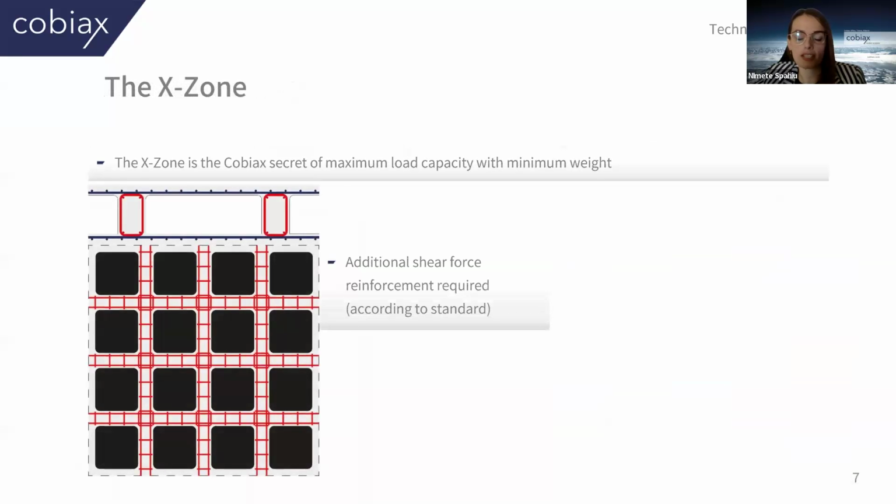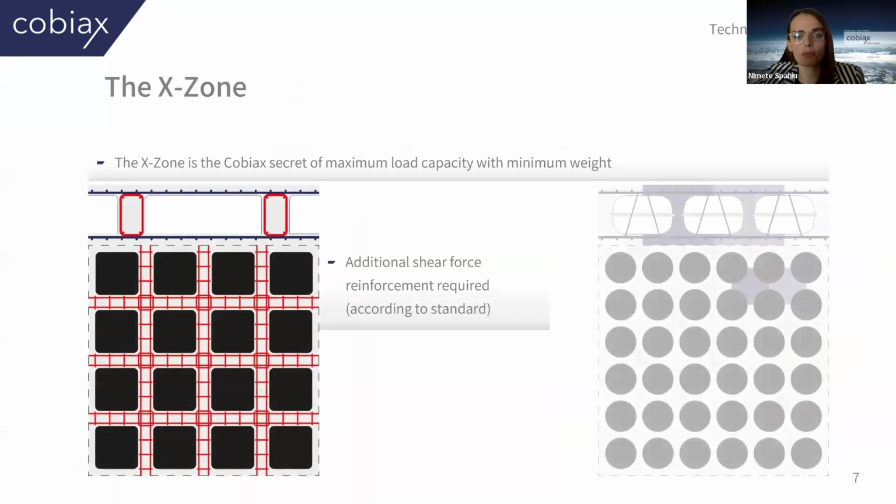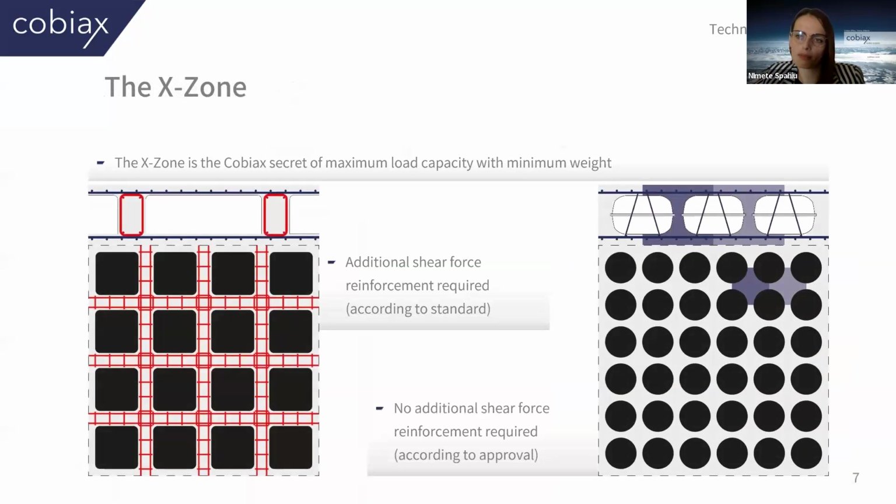There are many engineers that ask us to explain the difference between other voided slabs and Cobiax voided slabs. Here is an example of the waffle slab. As we know, in waffle slab, in both directions, additional shear force reinforcement is required to afford the shear forces. In case of the Cobiax, we proceed like this.